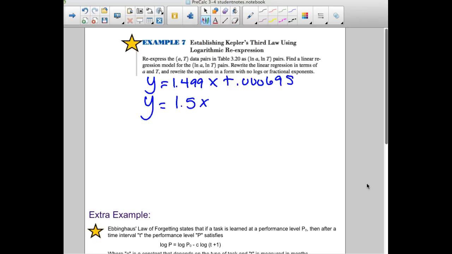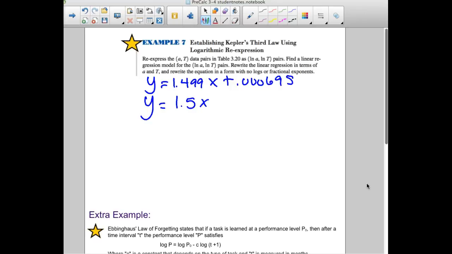And the number 0.000695, 0.000695 is very small, yes? So our y-intercept is almost 0. So we're going to simplify this equation down a little bit. We're just going to think of it as y equals 1.5x.